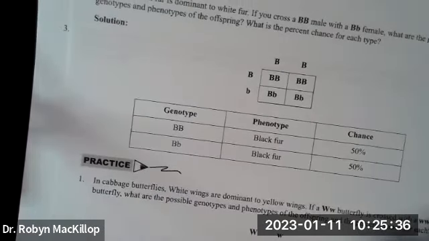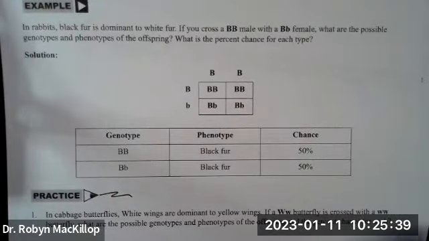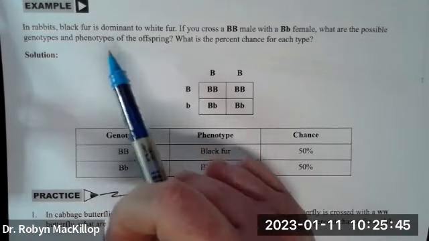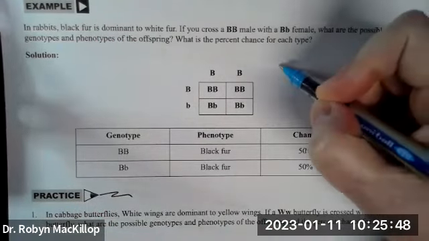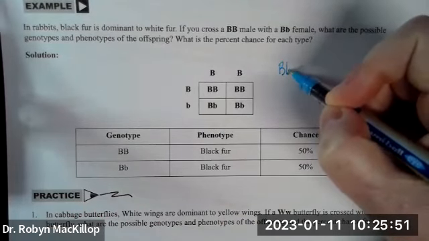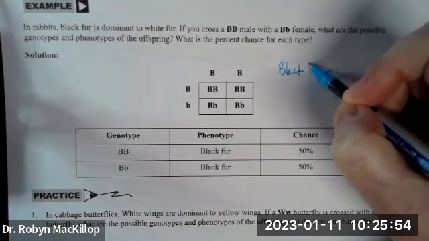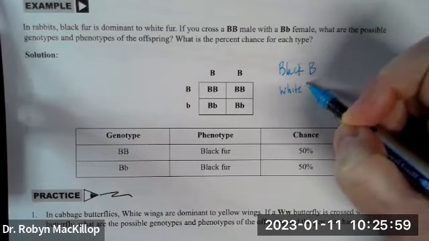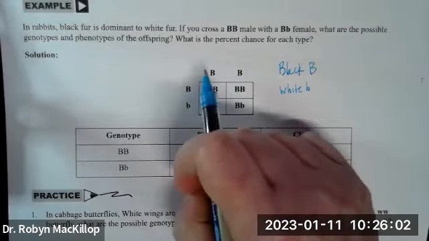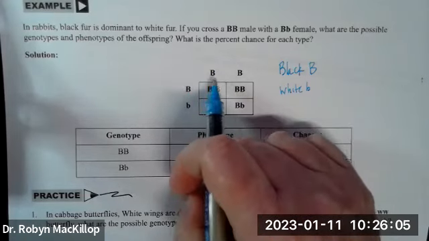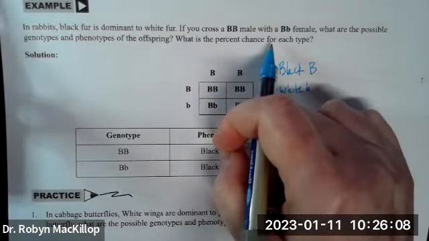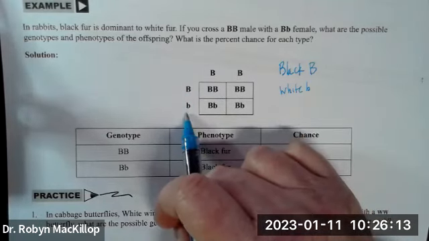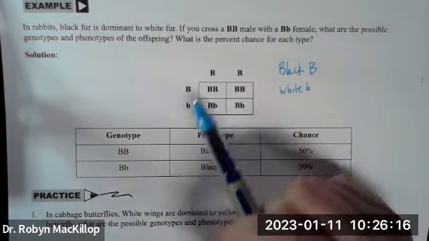So here they have a nice little story. In rabbits, black fur is dominant to white. So black is the dominant letter. Big B. White is the little b. If you cross a double dominant male, B, with a heterogeneous female, big B, little b, what are the possible genotypes and phenotypes of the kids? And what's the percent of each?